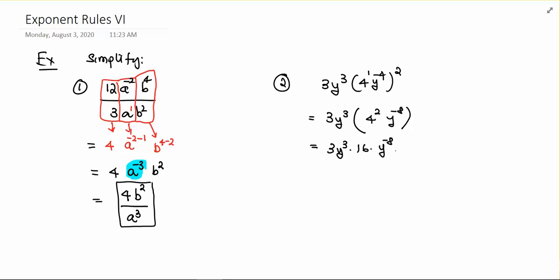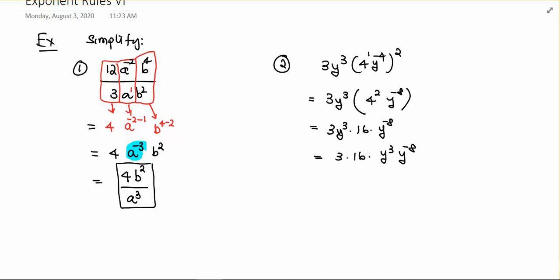And that's now straight up multiplication, so we can move things around. 3 times 16, y to the third, using the commutative property right here, moving things around, and now do the multiplication. 3 times 16 is 48, and when you multiply like this, you're going to add exponents. So that's going to be 3 plus a negative 8, which is going to be 48y to the negative 5. Can't leave a negative exponent in the final answer, so I'm going to move that into the denominator. There.